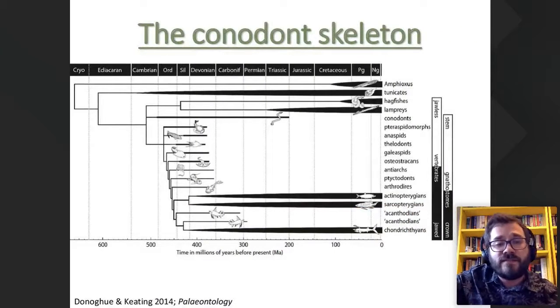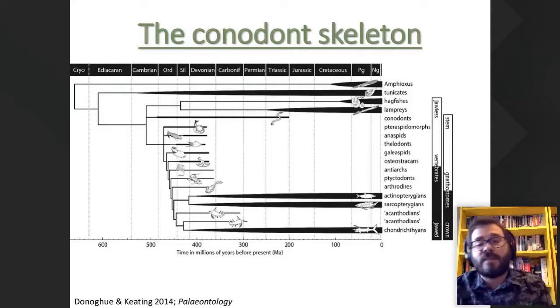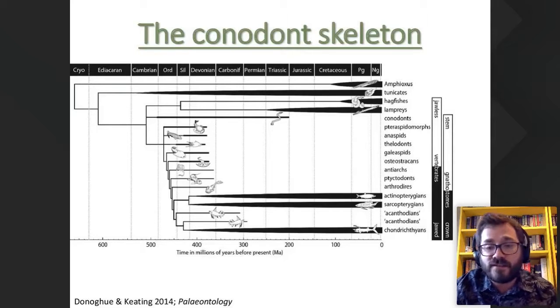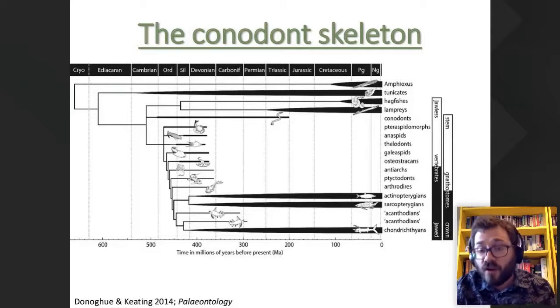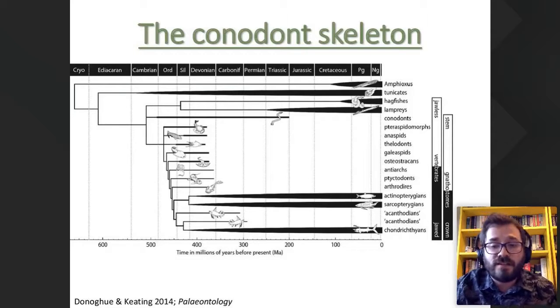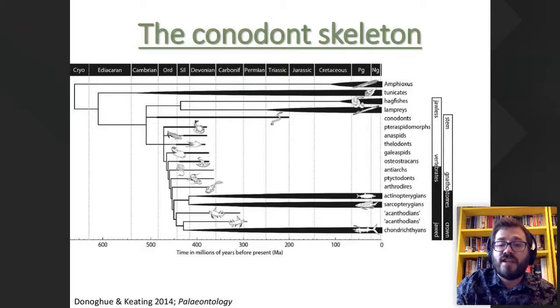And conodonts fit in the tree of life somewhere around the node that represents all of the jawed vertebrates. So that's bony fishes, sharks, and us. So we're essentially jumped up fish, and the jawless fishes. That's hagfish and lampreys.